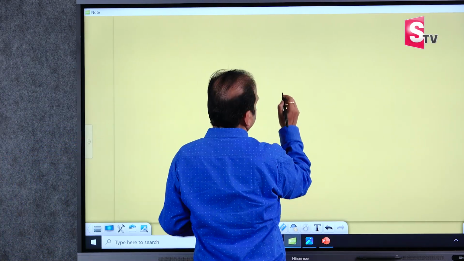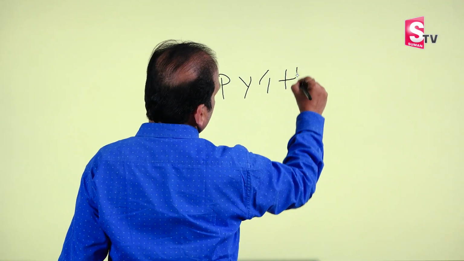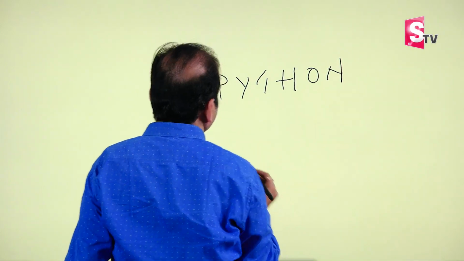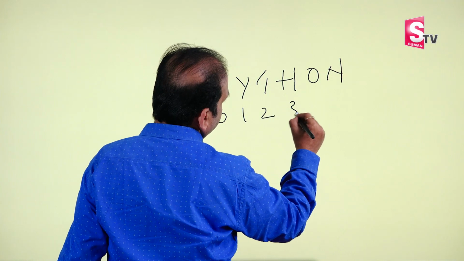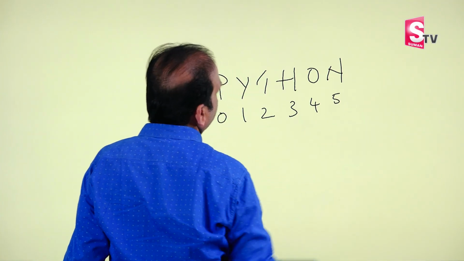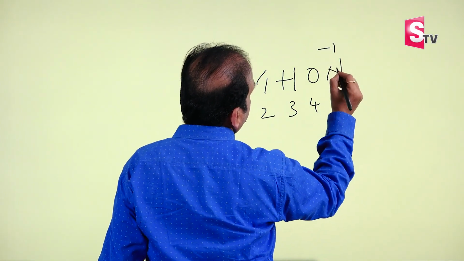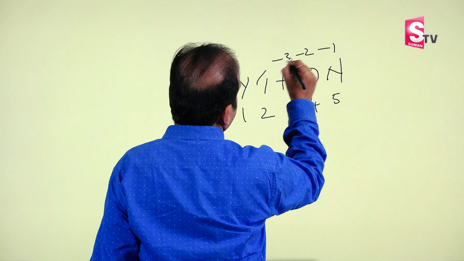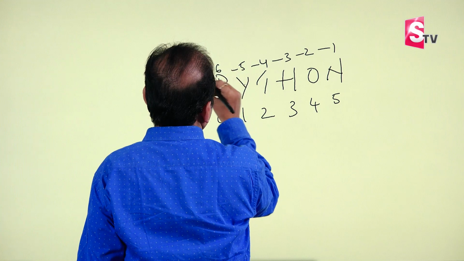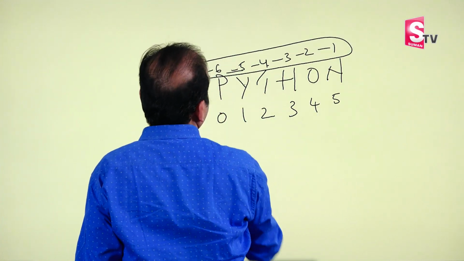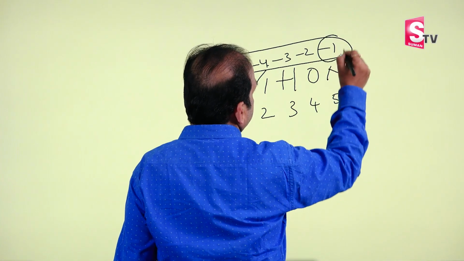So index number can be either positive or negative. For example, again the same string, P Y T H O N. Positive index number starts from the left hand side, 0, 1, 2, 3, 4 and 5. And we also have negative index numbers. Negative index number starts from -1 for the last character, -1, -2, -3, -4, -5 and -6. These are called negative indexing numbers. We can access these characters by using these negative numbers.